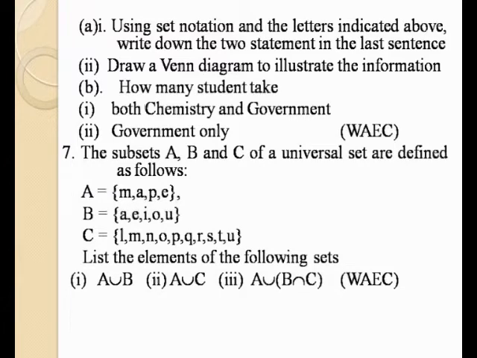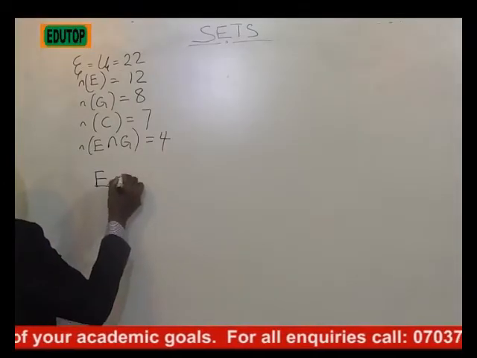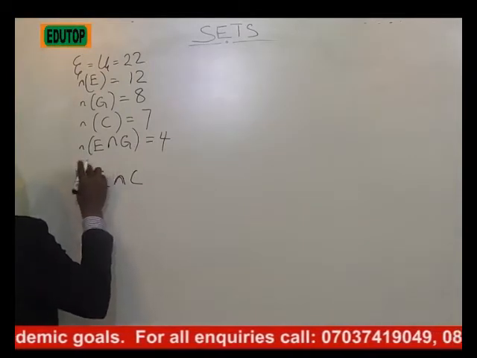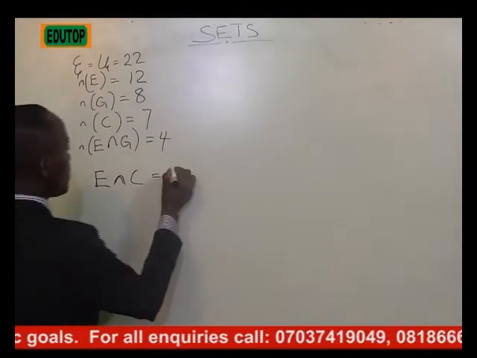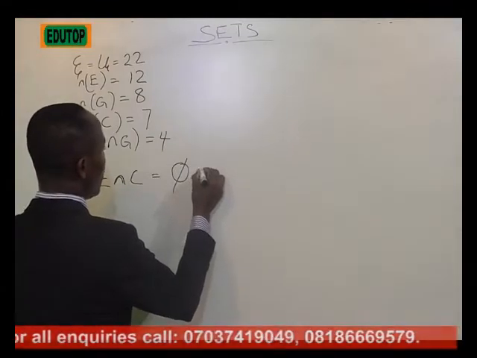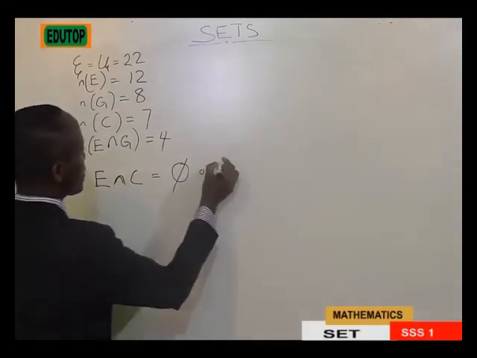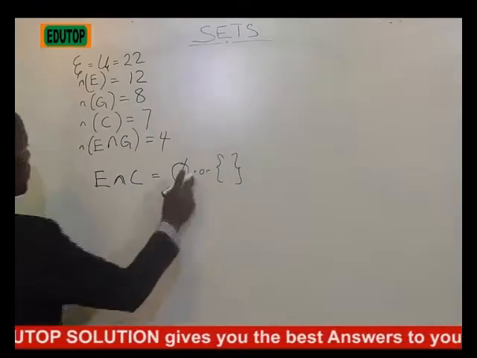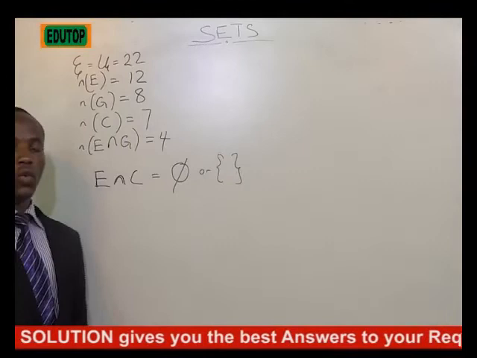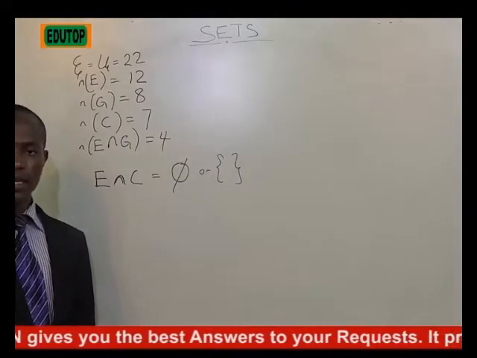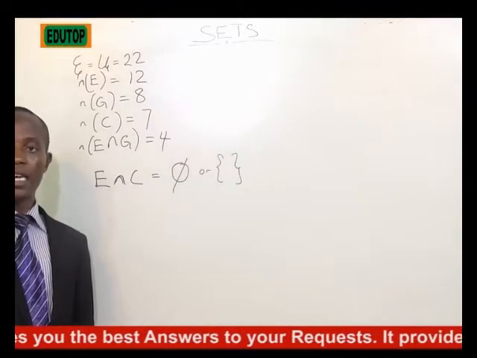Nobody takes economics and chemistry. That means E intersection C. They said nobody takes it, which means it's an empty set. There's nothing in it, or we take it as 0 with a slash on it. Then the second statement from the last sentence.